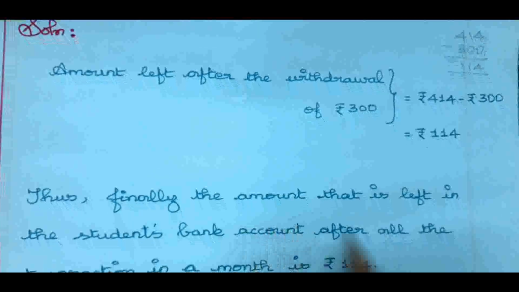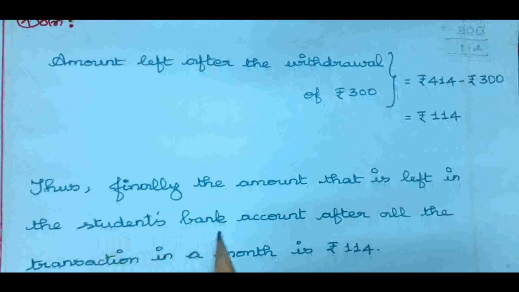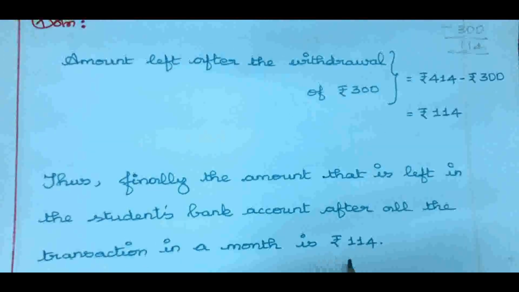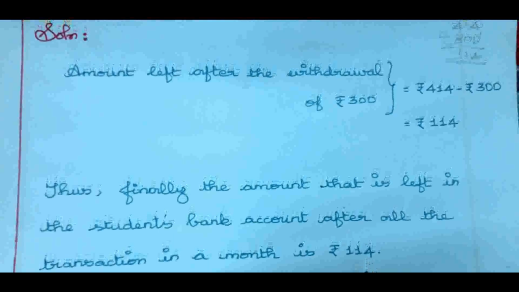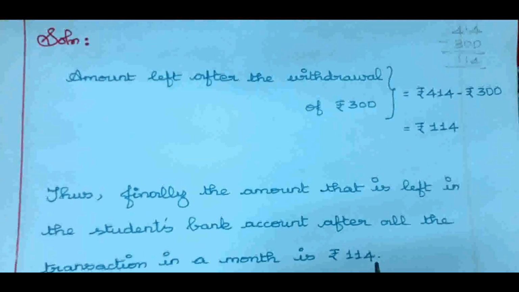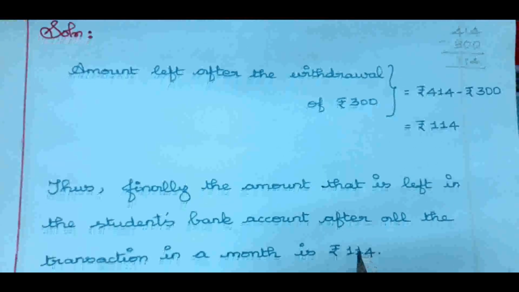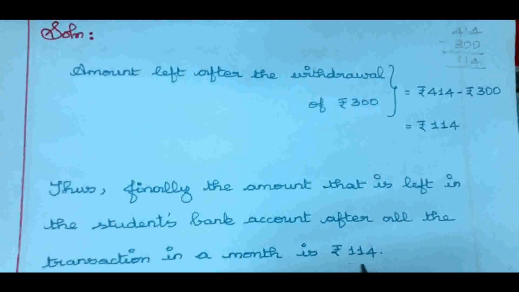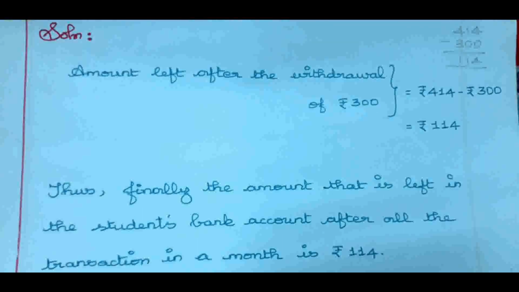Thus, finally, the amount left in the student's bank account after all the transactions in a month is rupees 114. At the start, he had an initial balance of 690. After all these transactions, now the balance amount in his account is 114 rupees.